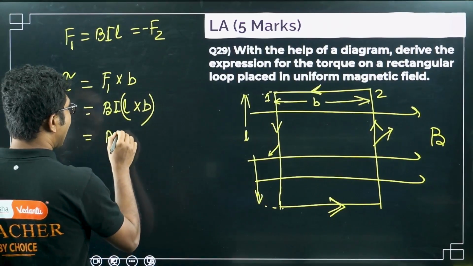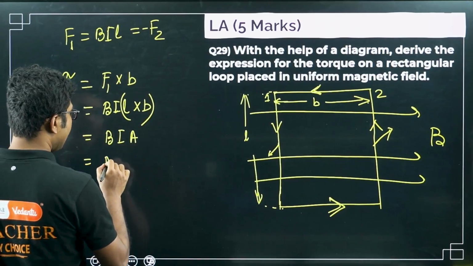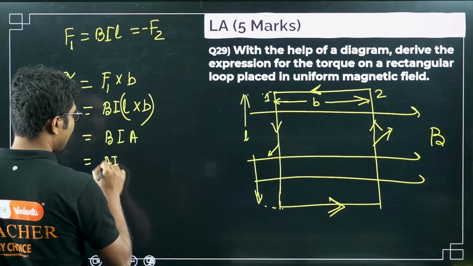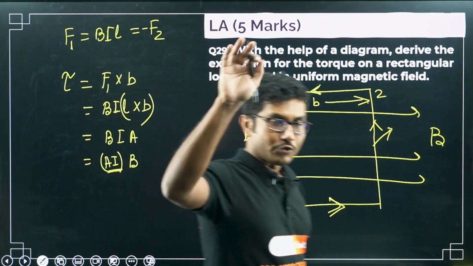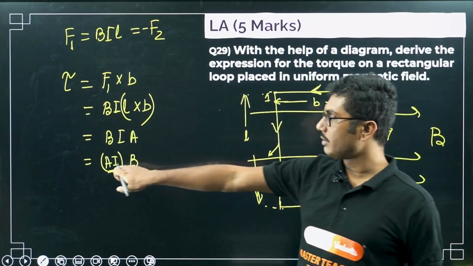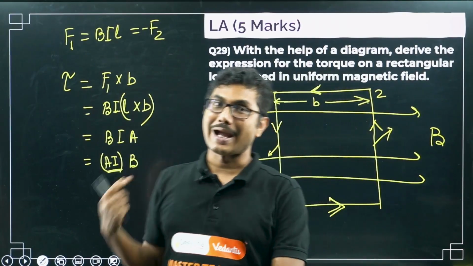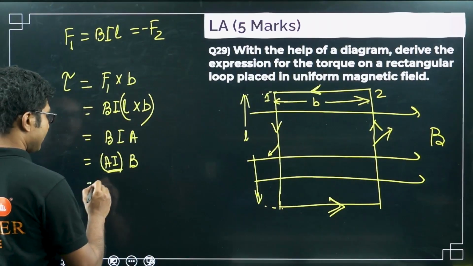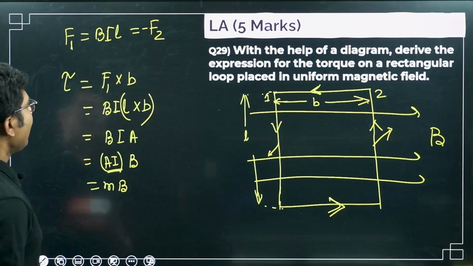Okay, so BI times A, or AI times B. Now what is IA or AI? So far we have also encountered this quantity multiple times. AI is basically the magnetic moment. So this is MB. Okay, so this is the torque.